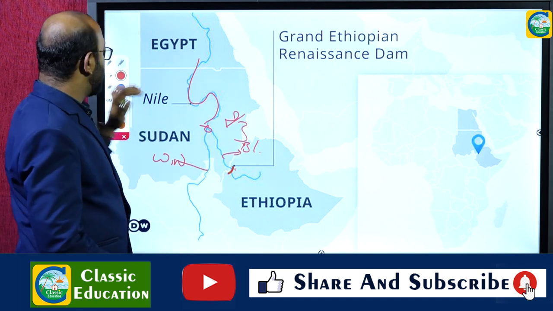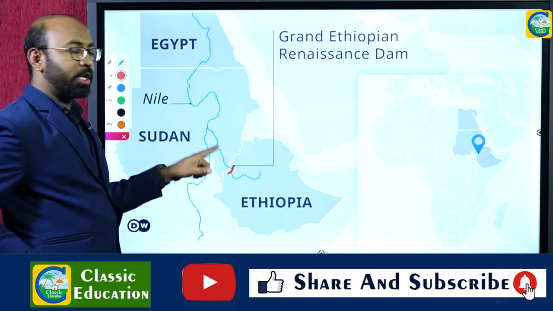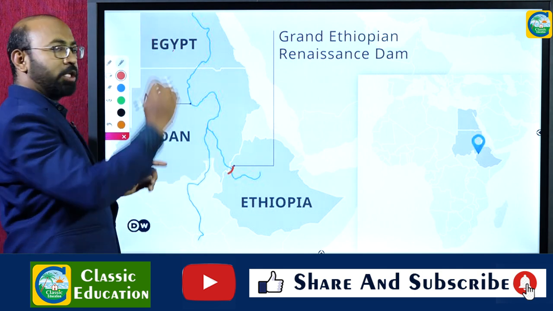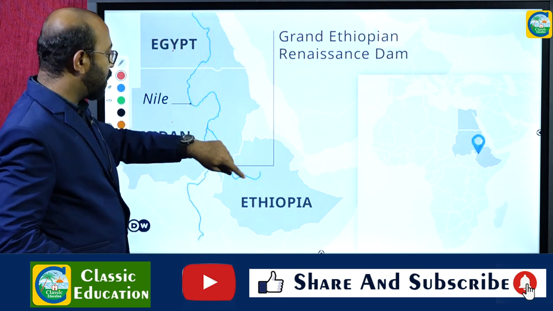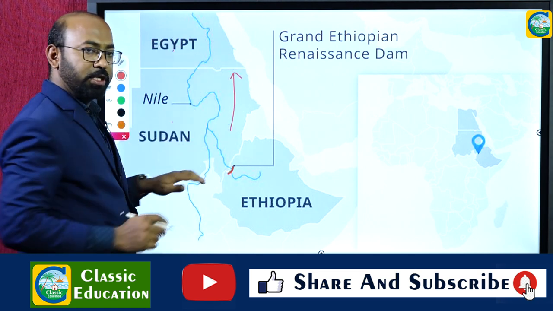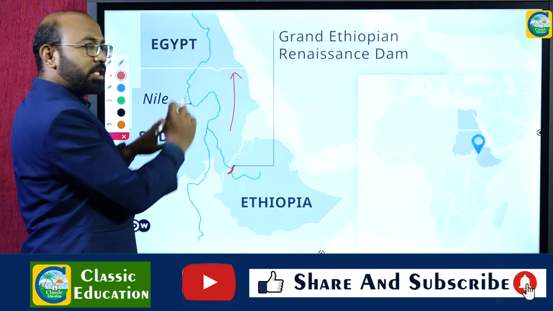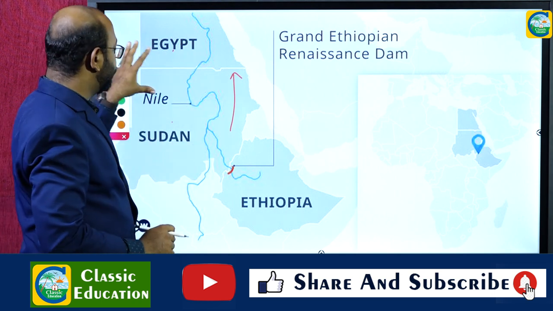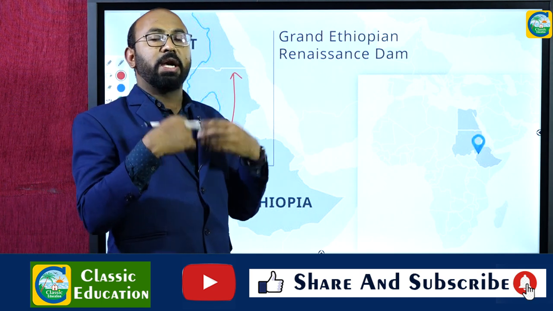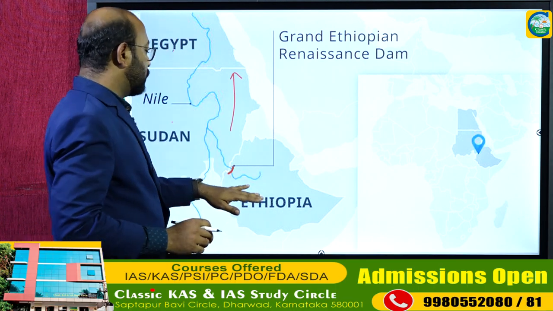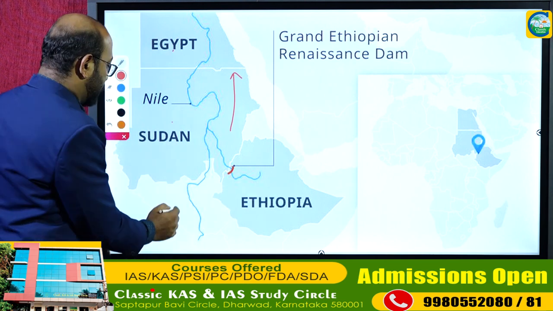If the low supply of water is there, Sudan and Egypt will be affected. This Nile River flows from south to the north. The water movement direction is in this way, right? There will be low supply of water in Sudan and Egypt. Because of this, Egypt and Sudan are creating issues against the dam in Ethiopia.